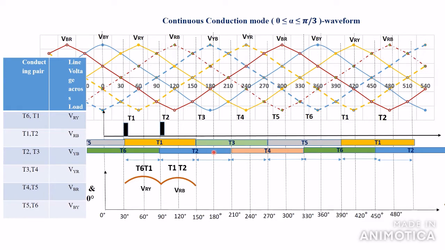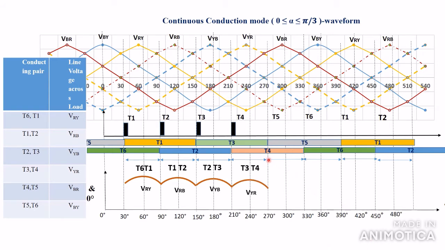For the next 60 degree interval, the conducting devices are T2 and T3. When T2 and T3 are conducting, the load voltage will be VYB. This blue color dotted waveform is the load voltage. Now we'll consider the next 60 degree interval. Here the conducting devices are T3 and T4, so the output voltage will be equal to VYR. This is the VYR waveform, this yellow color dotted waveform, and this portion will appear across the load.